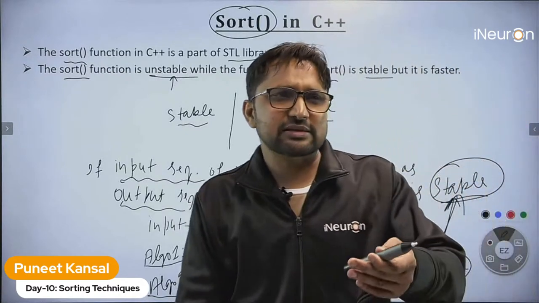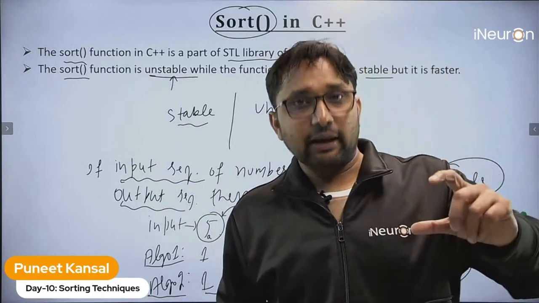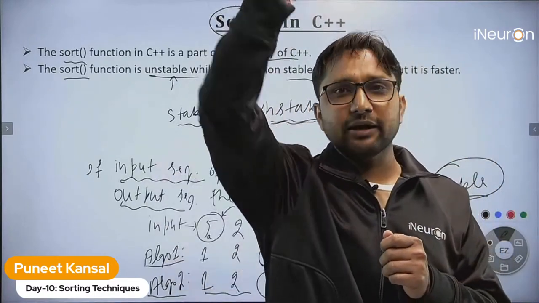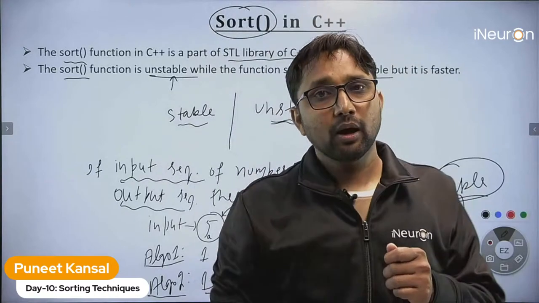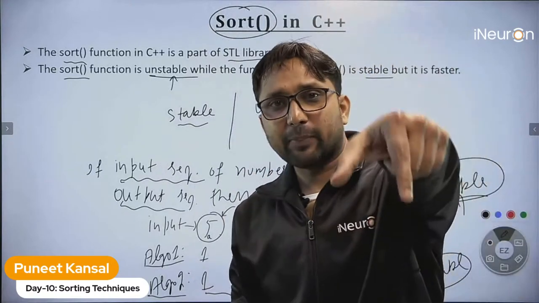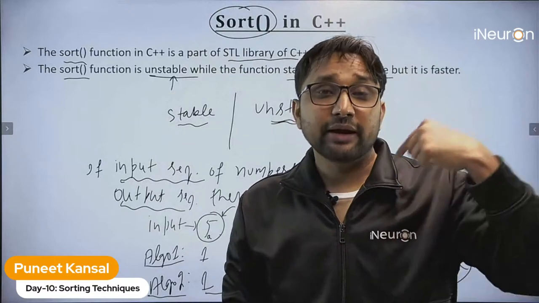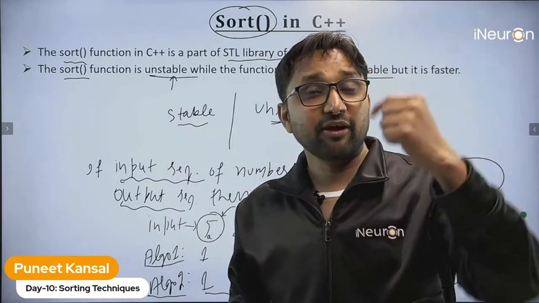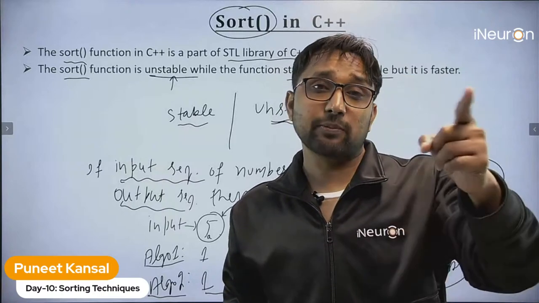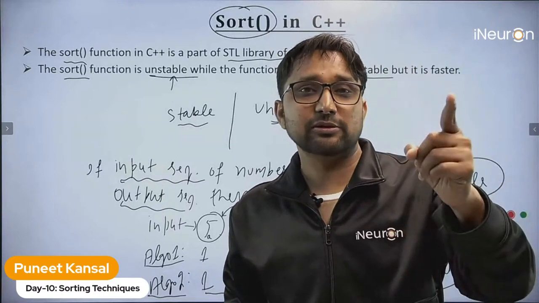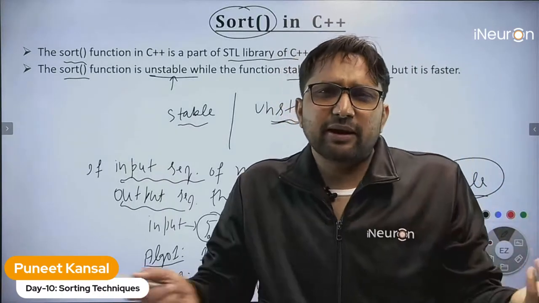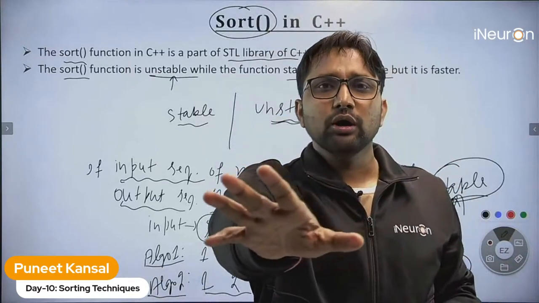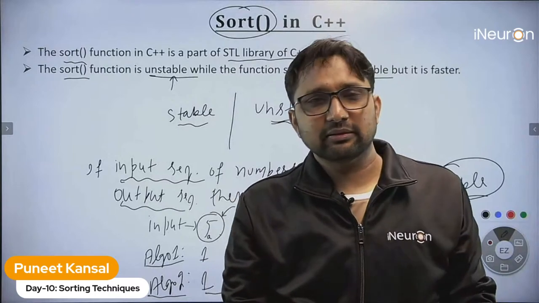Maybe I can give one example. If I'm sending a signal to the satellite and the satellite is sending the signal to you, I'm sending data packets. I want my data packets to reach in the same sequence in which I'm sending them. If I want this, then I will use the stable sort. But if the sequence in which I'm sending the packets doesn't matter, then it doesn't matter.